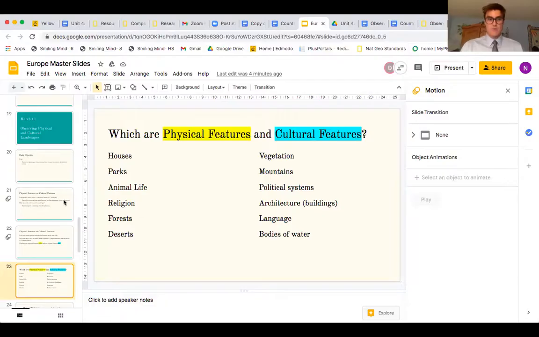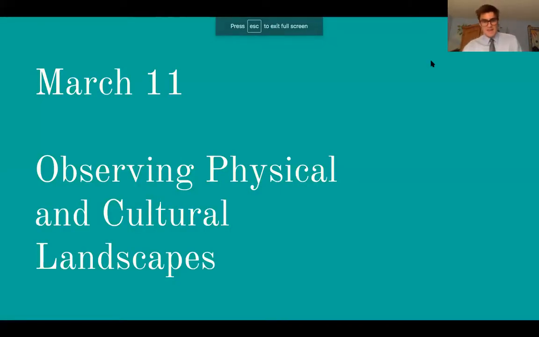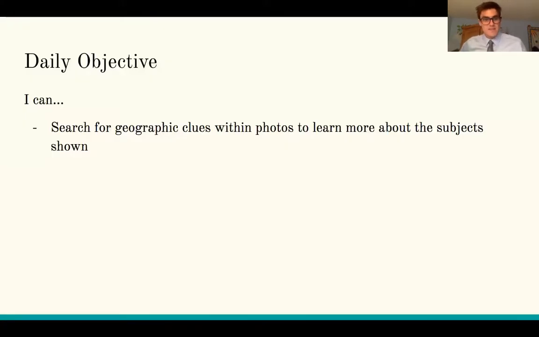I have a little bit of a presentation to go through, so I'm just going to jump right in today to give you the most amount of time to work on things as possible. Today in class, we are going to be talking about observing physical and cultural landscapes. Our daily objective is: I can search for geographic clues within photos to learn more about the subjects in those photos.